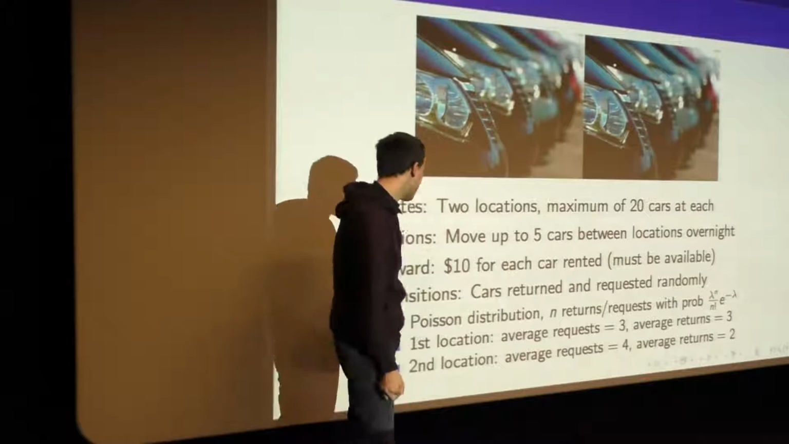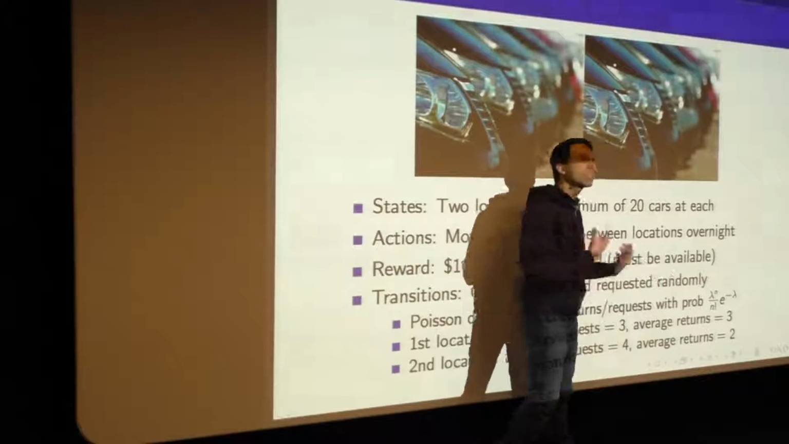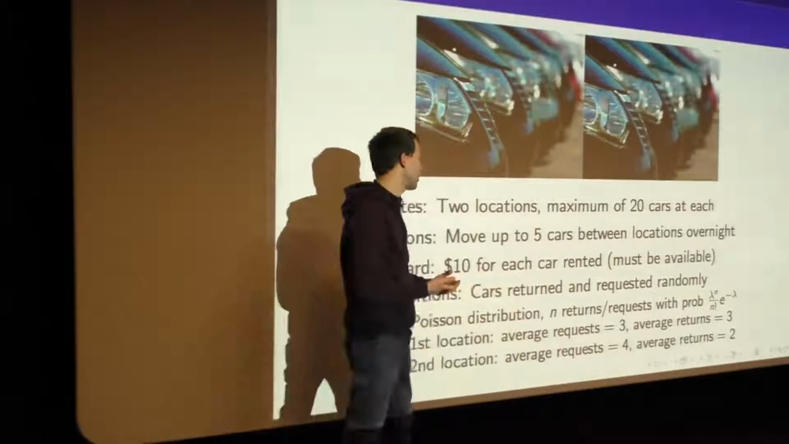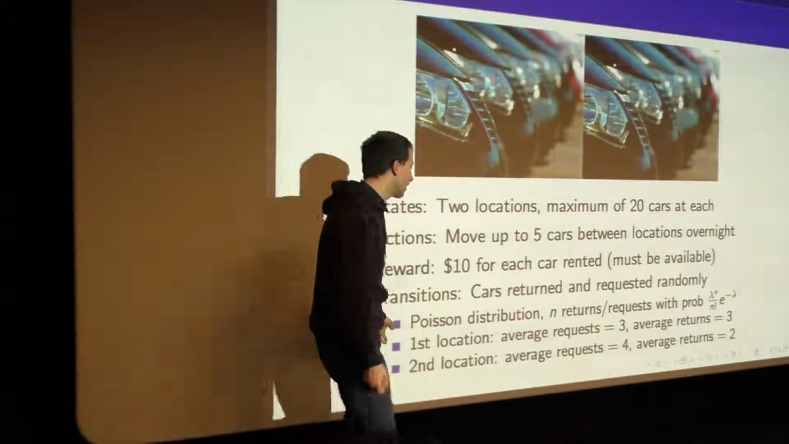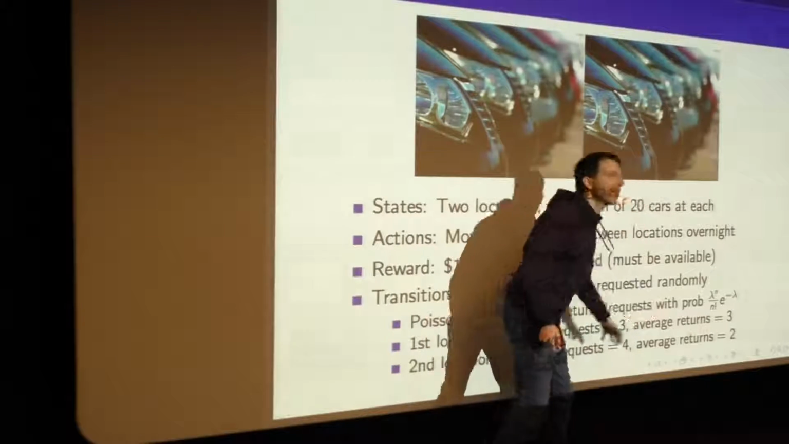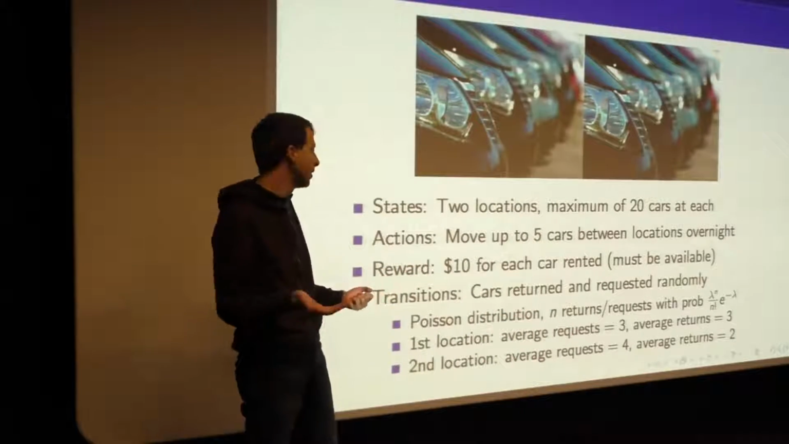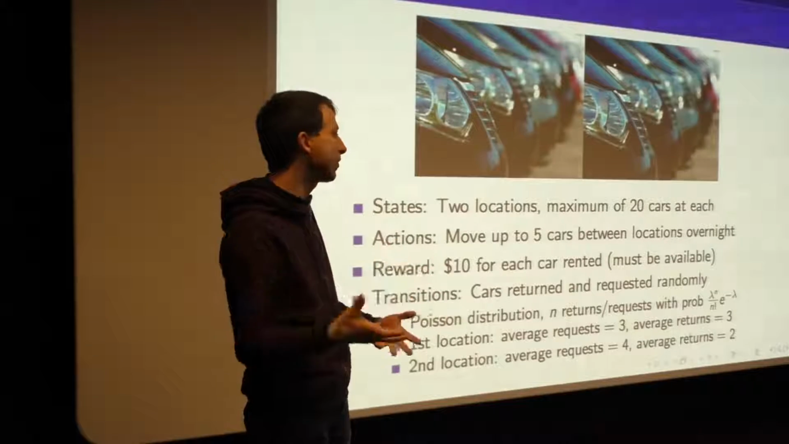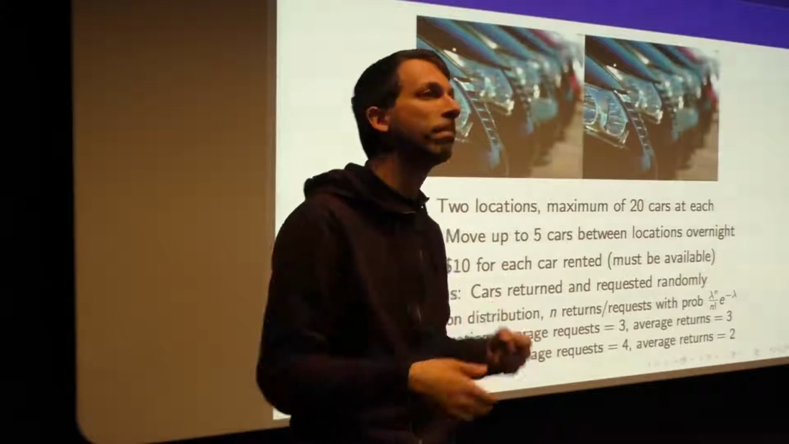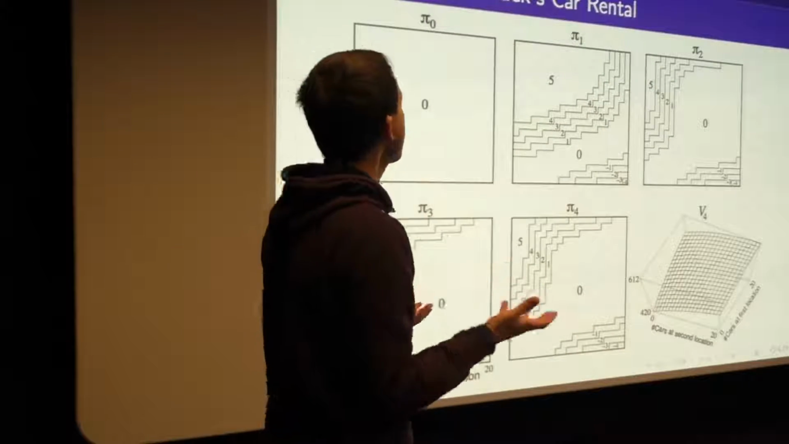But roughly speaking, the main point is that one location gets the same number of requests and returns. The return rate is the same as the request rate. It's a random process, but with the same rate. The other one gets more requests than it does returns. So the second location is typically going to be short of cars if you don't shift things over, because it gets more requests for cars than people are actually returning. Okay, so what we're going to do is see what policy iteration looks like.